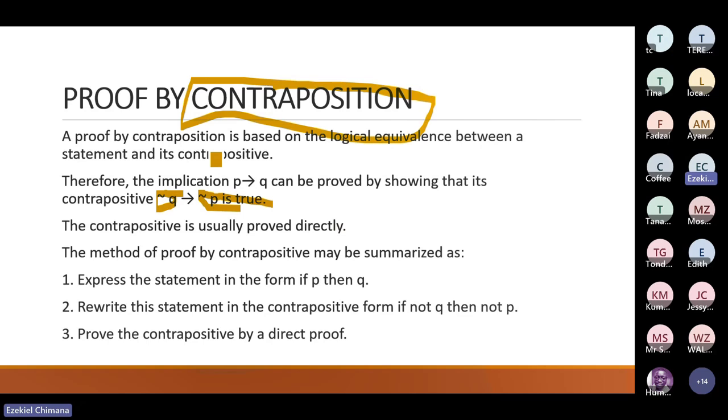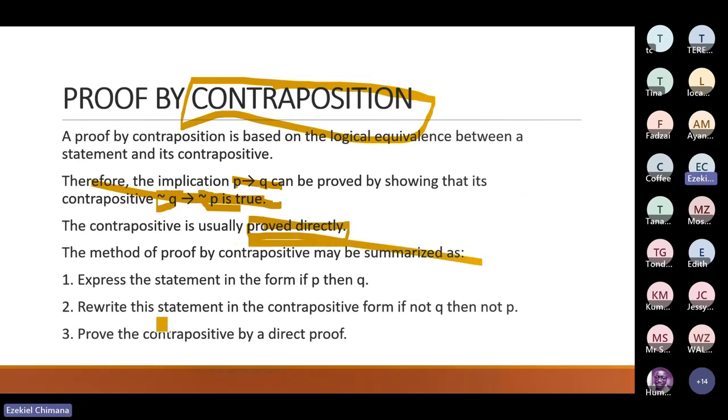So the contrapositive of P implies Q, from your mathematical foundation, is that the negation of Q implies the negation of P. So you have to prove this. After proving this, you can now make a conclusion on this one. So the contrapositive is usually proved directly.